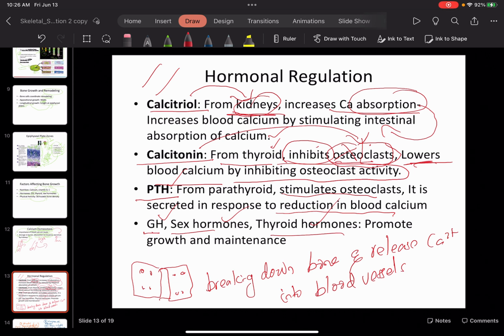Then growth hormone, sex hormone, and thyroid hormone will promote growth and maintenance.